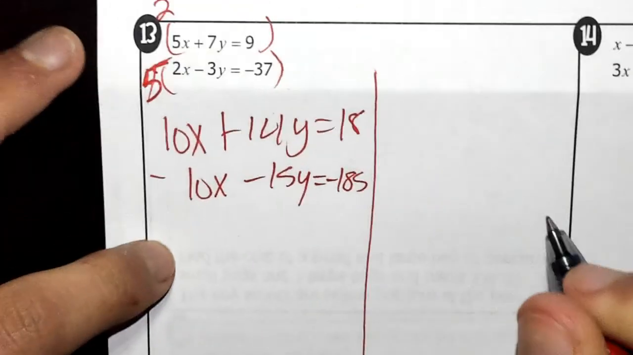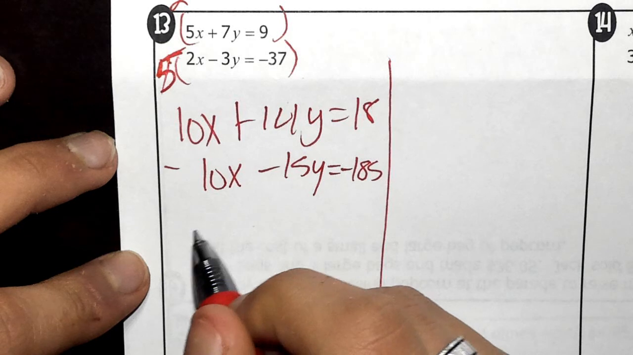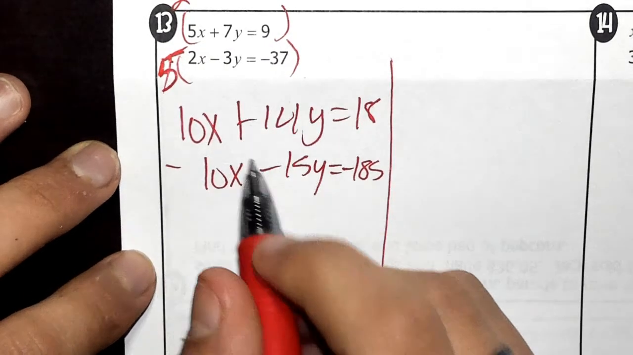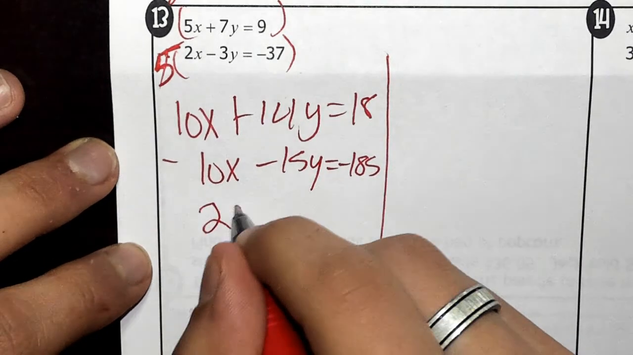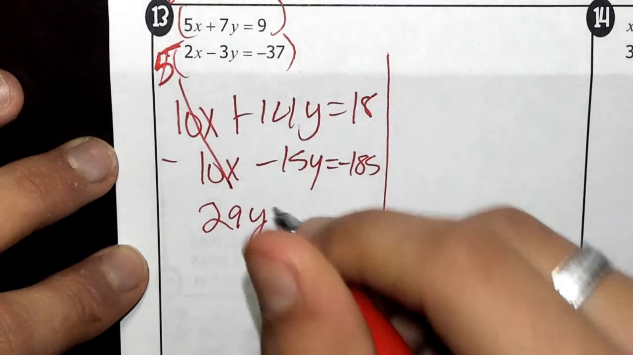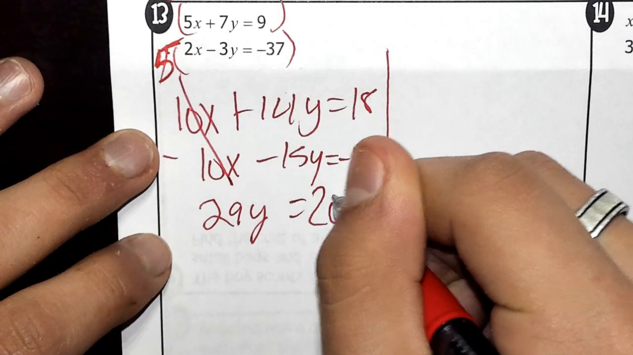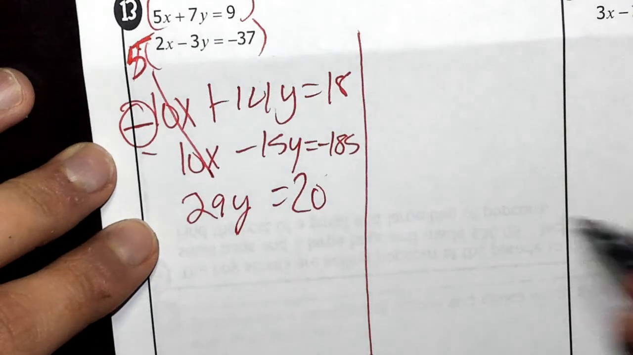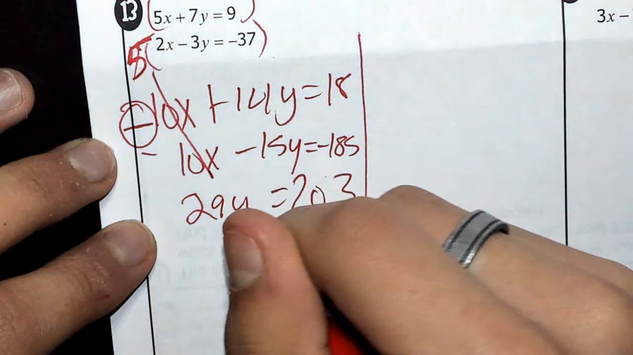Get that? Yeah? Alright. It's kind of weird looking at myself on a camera. So yeah, that's our 29y, because that cancels each other out, equals 203. Because it's a negative, we're subtracting. Y equals 7.